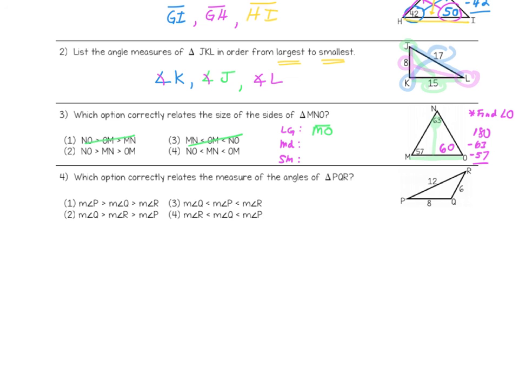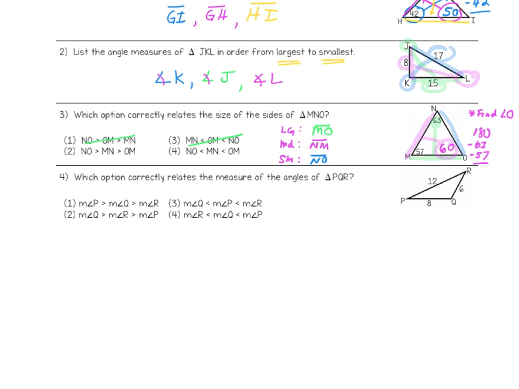All right, next, go with your angle marked with the 60 degrees. That's the next largest, and its opposite, NM. So NM is going to be our medium length side. And that leaves NO to be the shortest side in here.